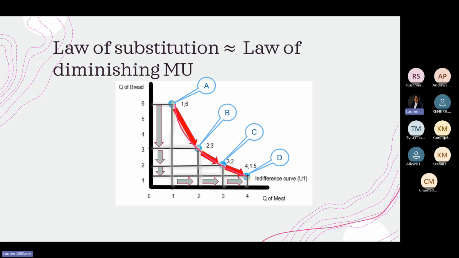But then if they move from B to C, they only gave up 1 unit of bread to gain one more unit of meat. And then from C to D, you're going to sacrifice, and I should have labeled it properly, 0.5 units of bread in order to gain one more. So when you have a lot more, you are willing to sacrifice more to gain one more unit.